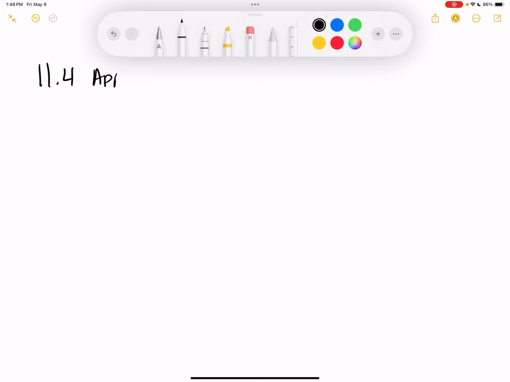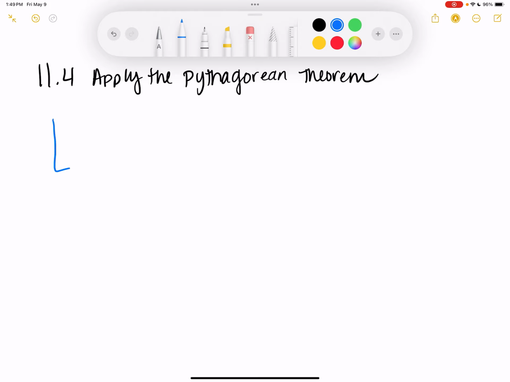11.4, apply the Pythagorean theorem. Intro to geometry. So for those of you that were here yesterday, you know that we did 11.5. We're backtracking to 11.4 because I felt that this would be better for you to be in class for, and the other section from yesterday is a little easier just to pick up on your own, pretty quick and easy. So we applied the Pythagorean theorem to a right triangle.